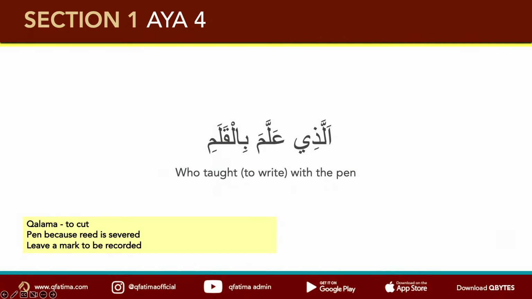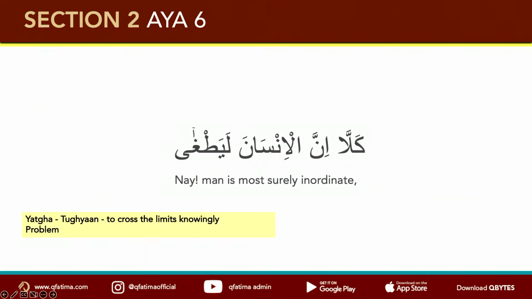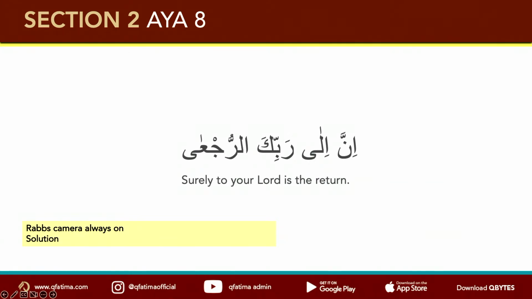Alladhi allama bil qalam. Al-Alim. Now if you look at Alim, all the blues go with knowledge. So you could circle them. Allama al-insana ma lam ya'lam. Again, you've got Alim. But all the blues in there are with knowledge. You good? Okay. Kalla. Yep, all of them. We'll go over them another time. Kalla innal insana layatgha. Ra'ahu istaghna. Allah is Basir. You've got that, right? Inna ila rabbikar ruj'a.